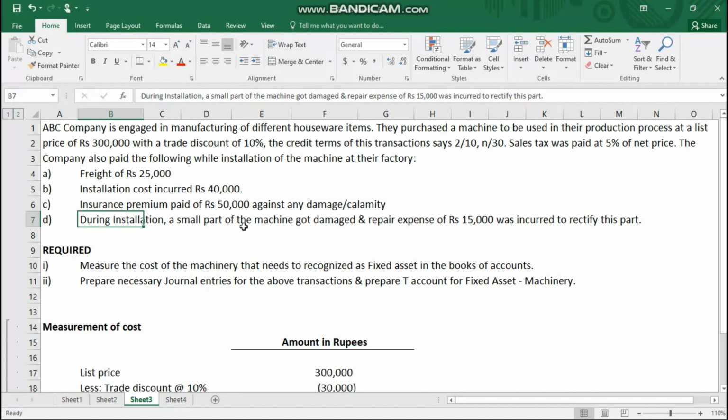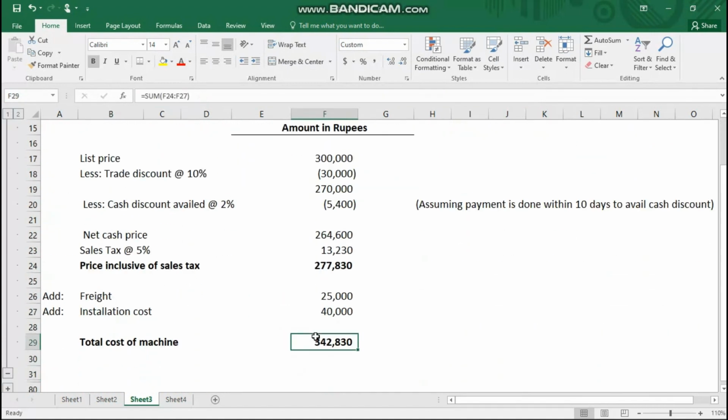Second thing that I ignored in this computation of cost is the repair expense. During the installation, a small part of the machine was damaged, and a repair expense of 15,000 was incurred just to rectify that part. So this 15,000 will not be included in the cost of the machinery, because it's a repair expense. As per the definition of the cost, this will not be included in the cost of the property, plant and equipment. So that's why I ignored these two amounts, the insurance premium and the repair expense. So my cost of machinery that will be recognized in the books of accounts as a fixed asset will be 342,830.